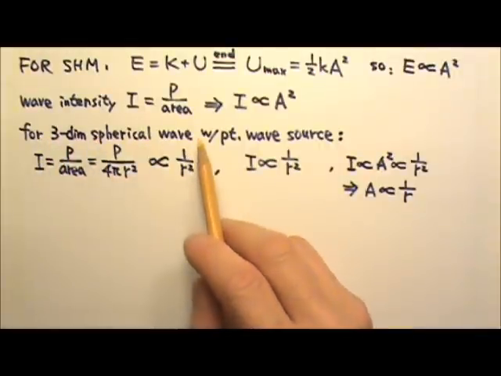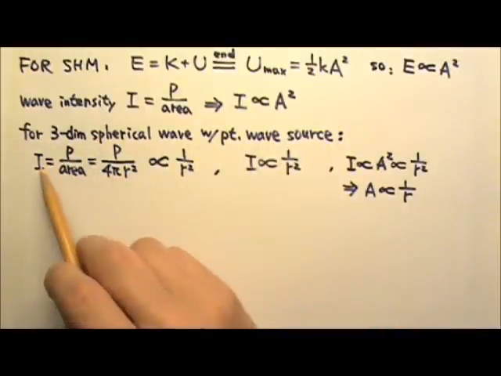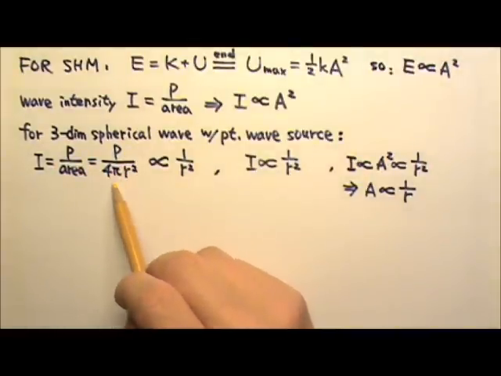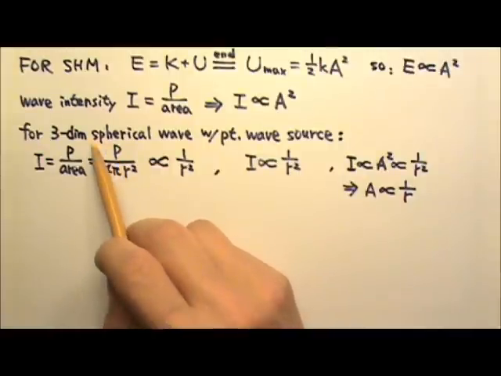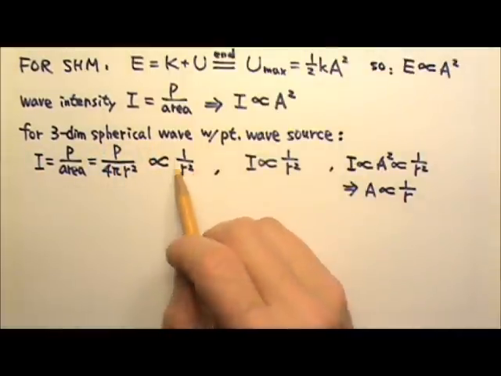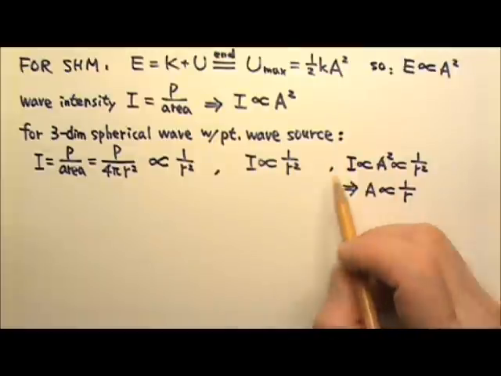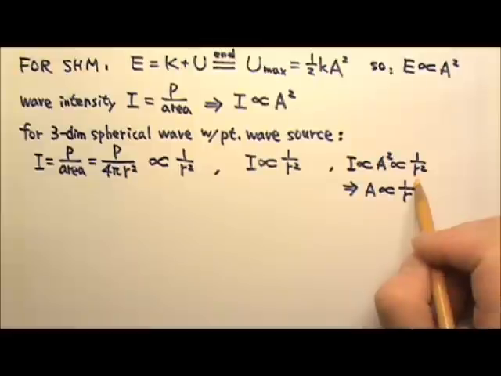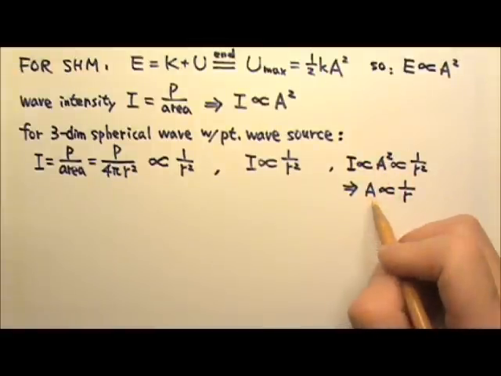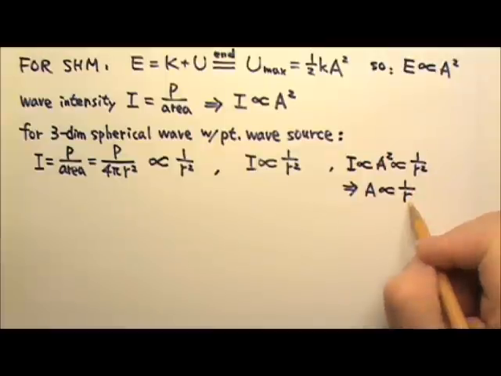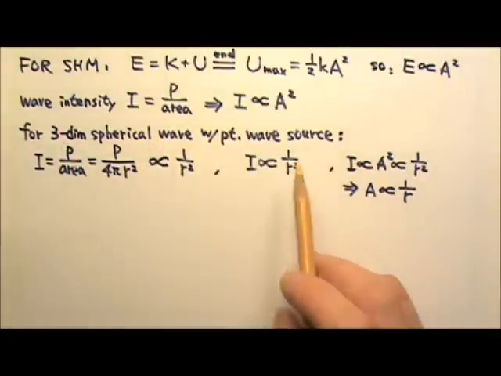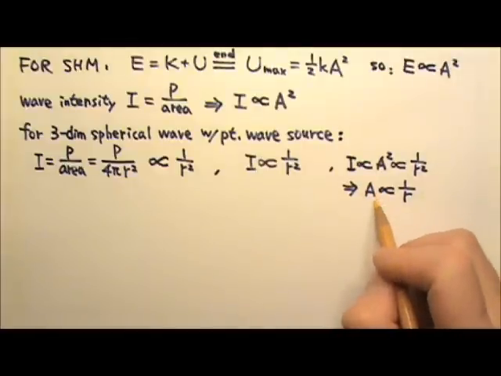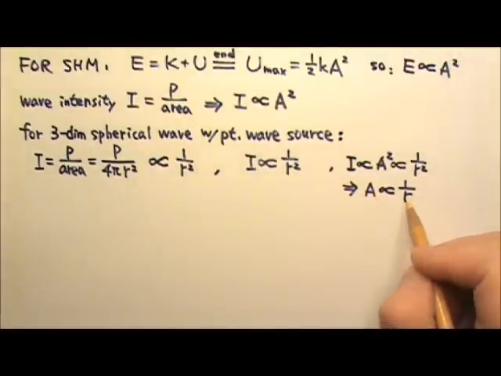For a three-dimensional spherical wave with a point wave source, the intensity, which is power divided by area, is power divided by 4 pi r squared, because the energy is being spread out onto a sphere. This means the intensity is proportional to 1/r squared, and because the intensity is proportional to amplitude squared, which is proportional to 1/r squared, if we take the square root on both sides, we get amplitude is proportional to 1/r. So for a three-dimensional spherical wave, when we double the distance, the intensity becomes 1/4. And when we double the distance, the amplitude of the wave becomes 1/2.